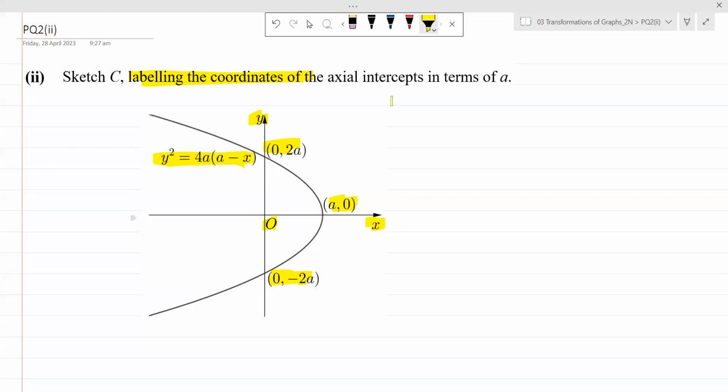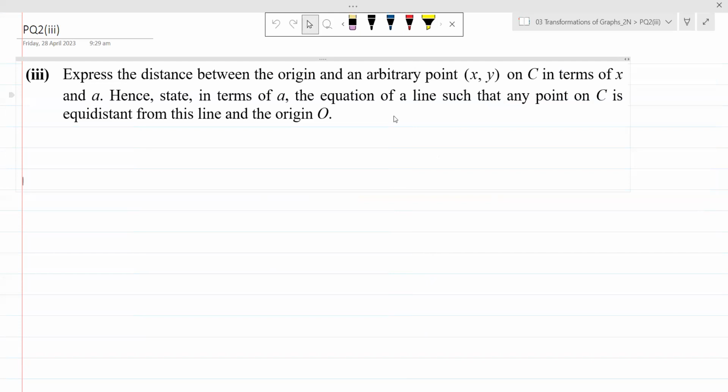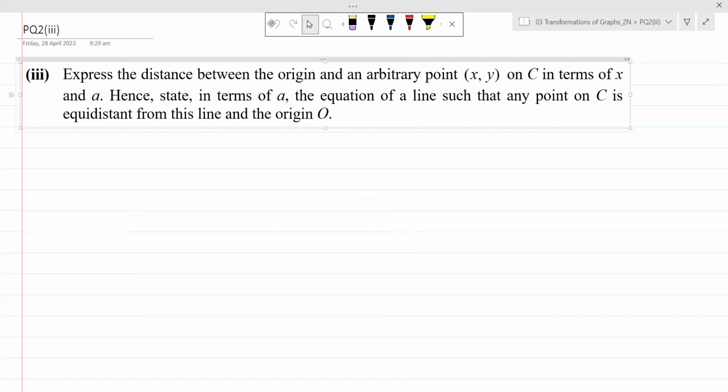Okay, now the next part of the question asks you to find the distance between the origin and an arbitrary point on the curve. Okay, so did they use the word arbitrary? Yes. Who can explain this word to me? Yes, any point. That means in general, it doesn't matter which one. Your formula should work for all of them.